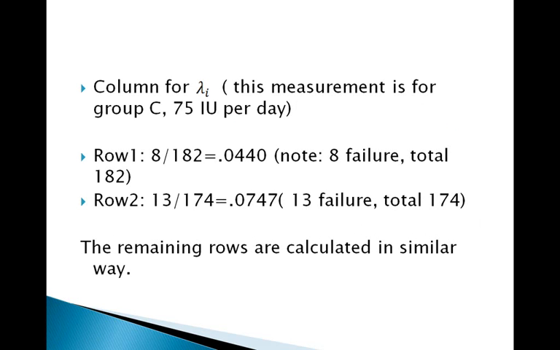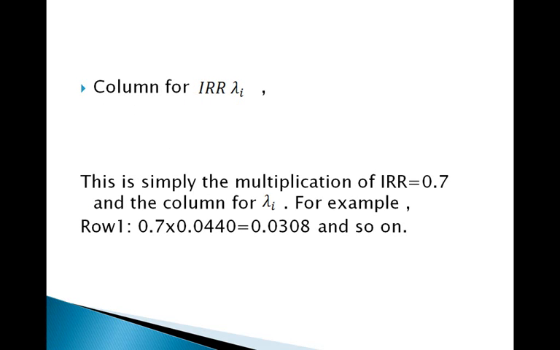For the column that is used to give us the estimates of the lambda sub I, this is the measurement for group C, which is the 75 units per day. For row 1, we have 8 over 182. Note that means that we have 8 failures in the total of 182 available. In row 2, we have 13 failures of a total of 174 available, which is 0.0747. We keep going down on each of the rows. They are calculated in a similar way.